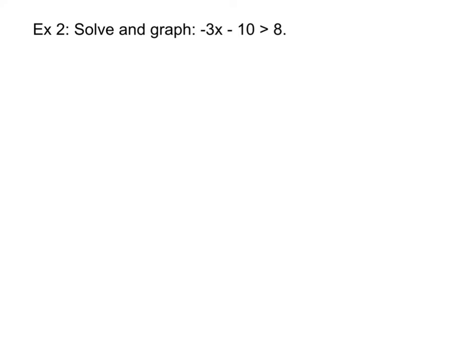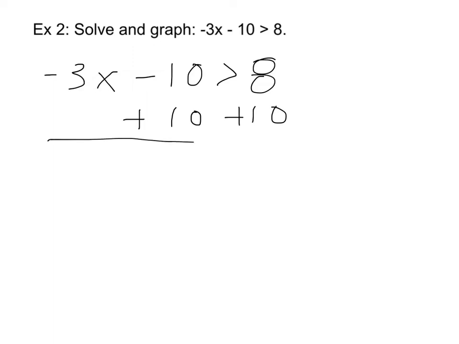If we go ahead and take a look at example 2, here it says solve and graph 3x minus 10 is greater than 8. Again, I'm going to start by copying the problem down. And just like we would solve if it's an equal sign, the first thing that we want to do is add 10 to both sides. Because again, inverse order of operations, we want to go in reverse order. My 10s cancel each other out on the left-hand side, leaving me with just negative 3x. And on the right-hand side, 8 plus 10 is going to give me 18.